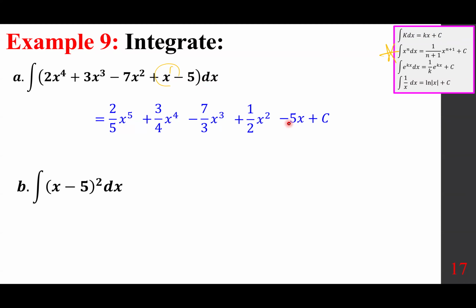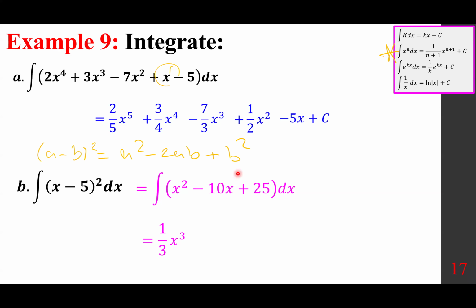What about x minus 5 squared? We should square it first, and you know a minus b quantity squared is a squared minus 2ab plus b squared. So x squared minus 10x plus 25. Again, a quick reminder, a minus b squared is a squared minus 2ab plus b squared. And now, one by one, this is just add 1, you get 3, 1/3 x cubed. This one, add 1, you get 2: minus 10 halves, minus 5x squared. This one gives you 25x and a constant. And you're done.